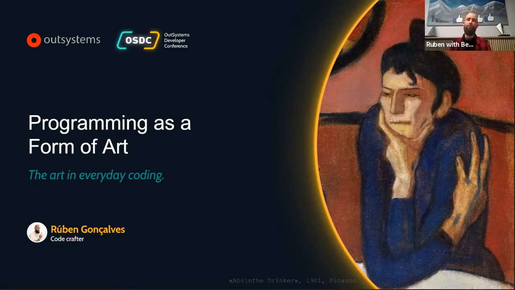In this session, we are going to talk about art and code. And we'll try to find the art in the code in our everyday tasks. The purpose here of this session is to inspire you and to help you to face our day-to-day coding tasks with new eyes and with new inspiration.